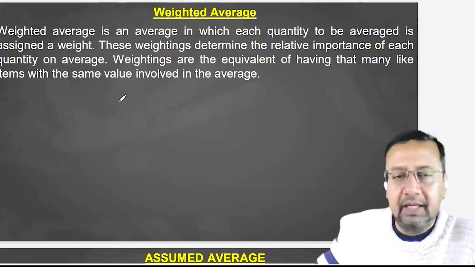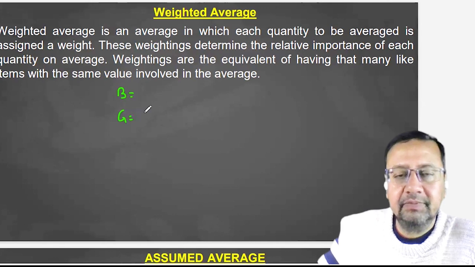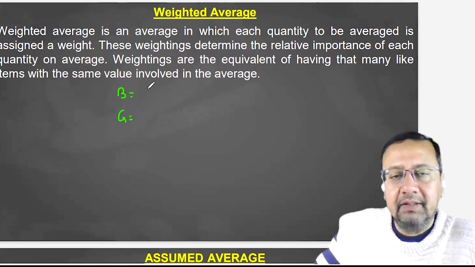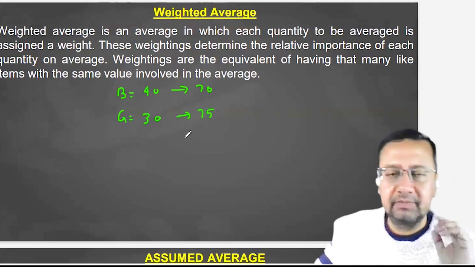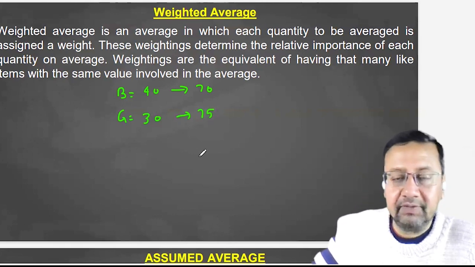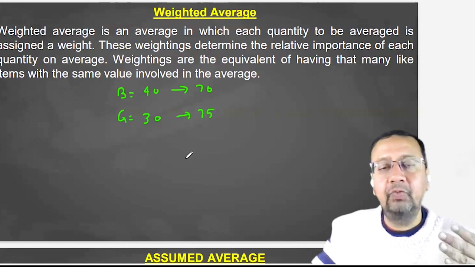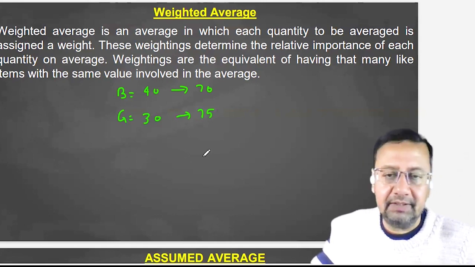Suppose in a class there are some boys and some girls, right? Say boys, you can take 40, and their average marks is 70. And girls, say 30, and their average marks is 75. I want to calculate the class average. What is the class average? So this is basically the weighted average of the class.